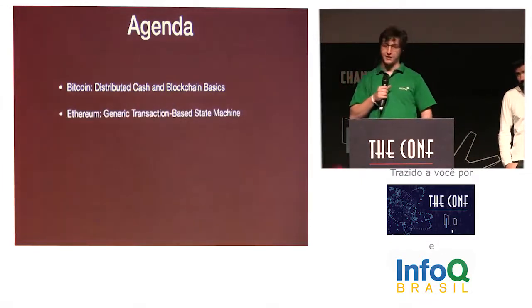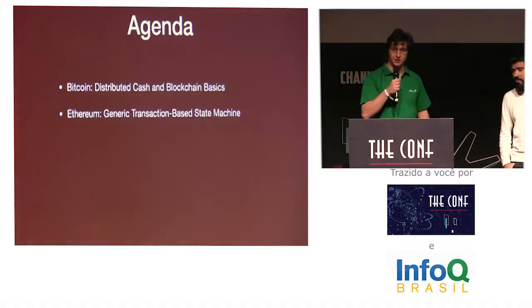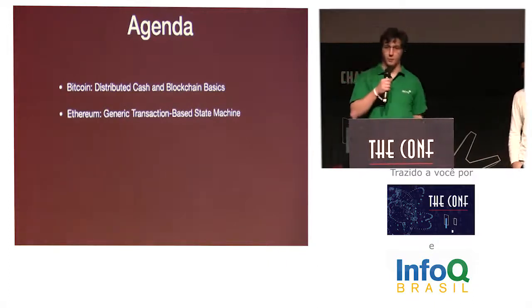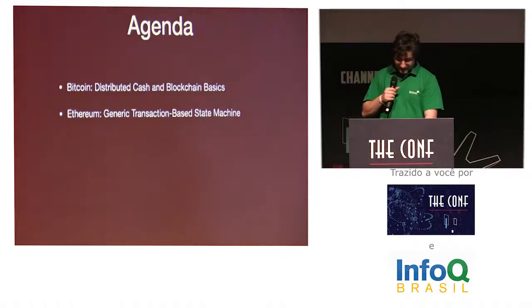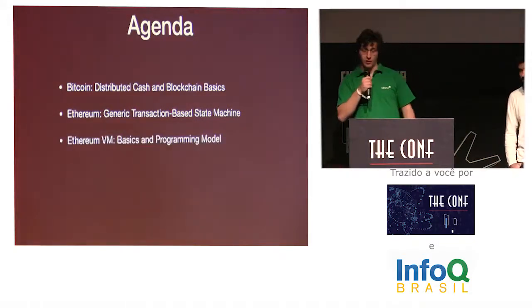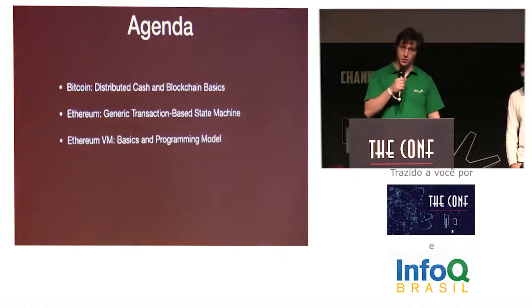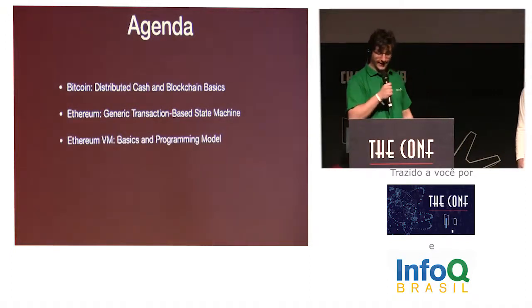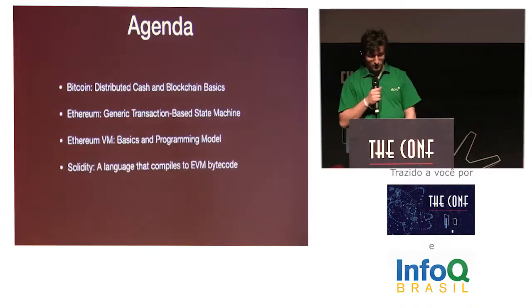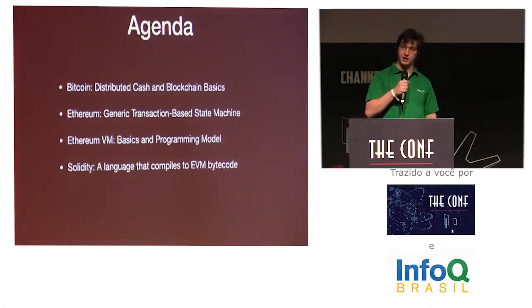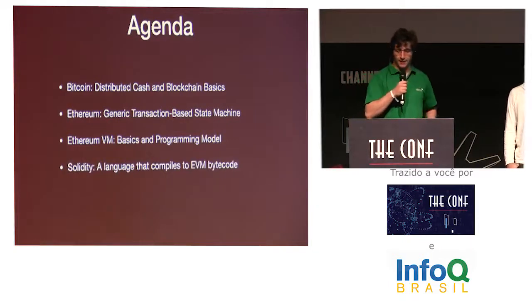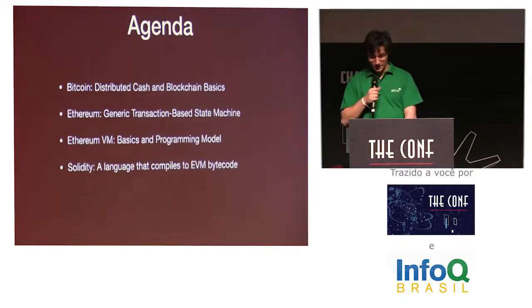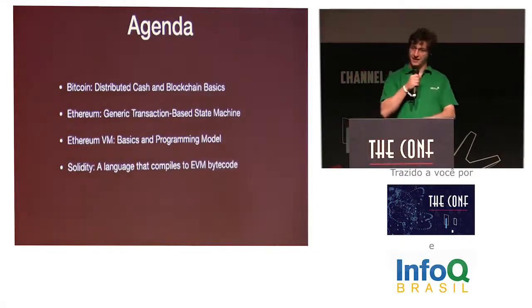Then we're going to look at Ethereum and how Ethereum is just a generalization of Bitcoin, or in the other way, how Bitcoin is a specialization of Ethereum. And then we're going to look at the Ethereum virtual machine, so how Ethereum handles running code. And then we're going to look at Solidity, because Solidity is a language that compiles to Ethereum virtual machine bytecode.